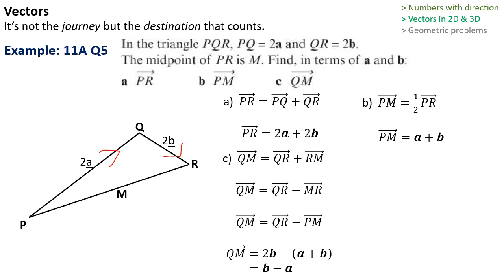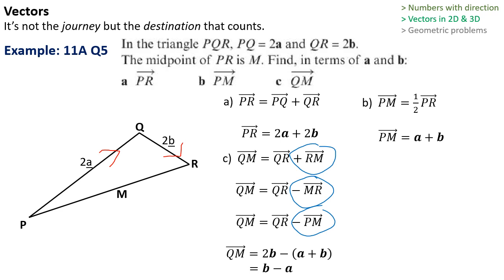However, I do have something that involves M. I've got PM. So if I can find a way of describing RM in terms of PM, then I'm sorted. Well, RM, firstly, is the same as negative of MR. So if I want to go from R to M, it's the same as following the opposite instruction of M to R. And the useful thing about MR is that it's exactly the same as PM.